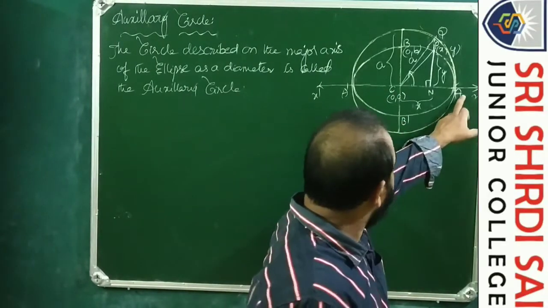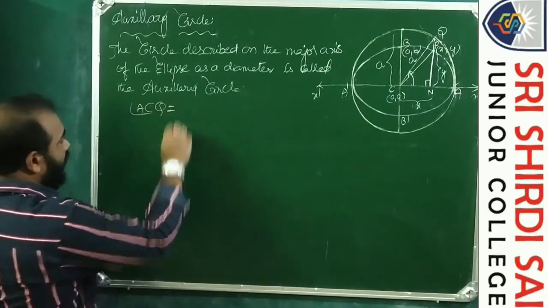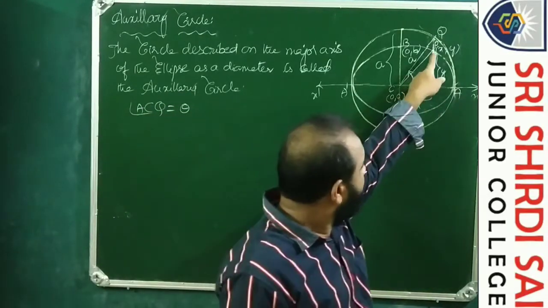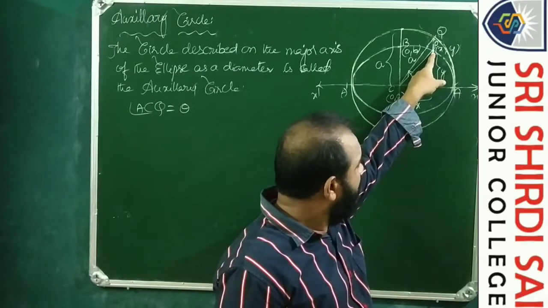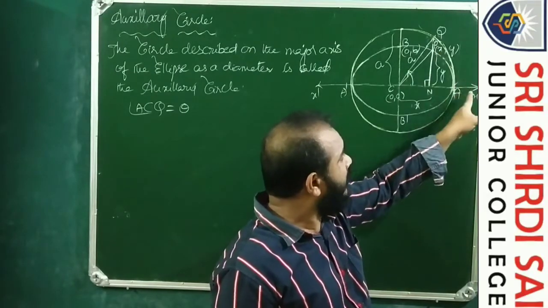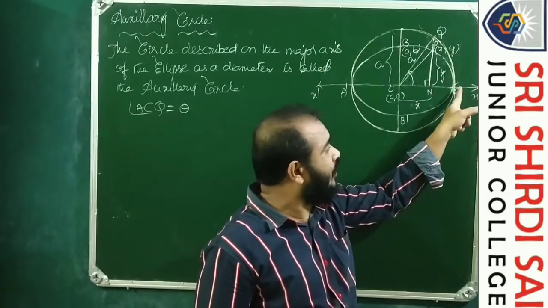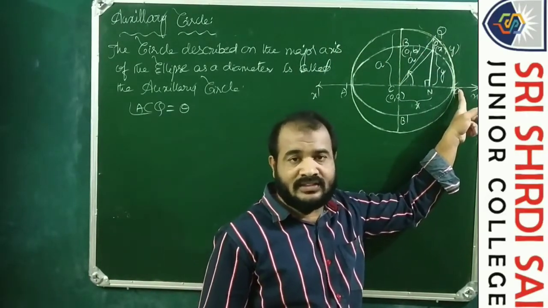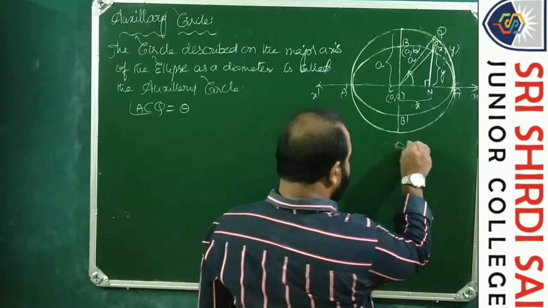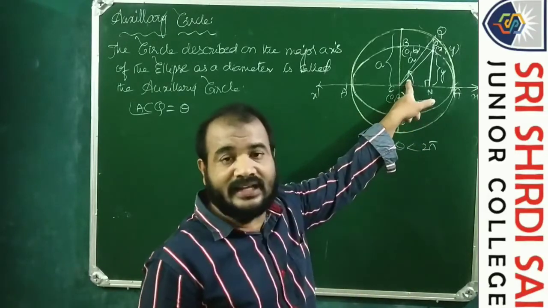So here angle ACQ is equal to theta, which is called the eccentric angle. Start with A and move this P in an anti-clockwise direction and again reach A, then this complete revolution is 360 degrees. Therefore, this theta lies between 0 and 2 pi. So this theta is said to be the eccentric angle ACQ.